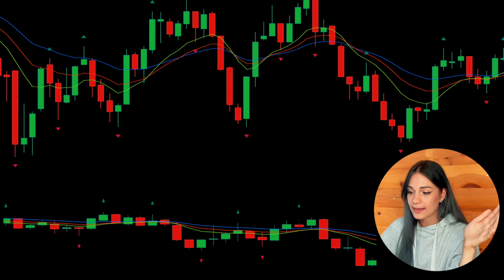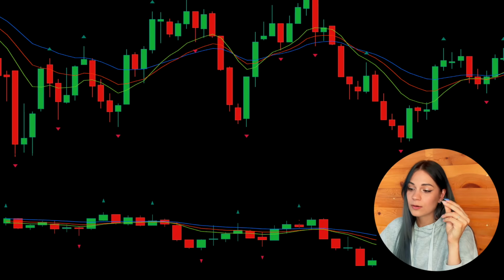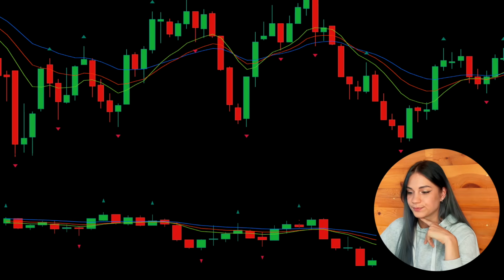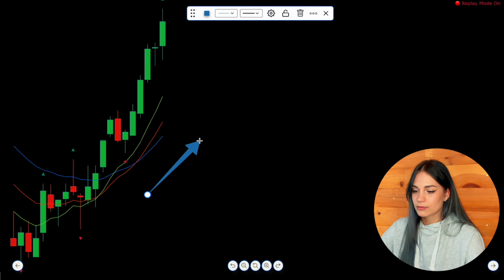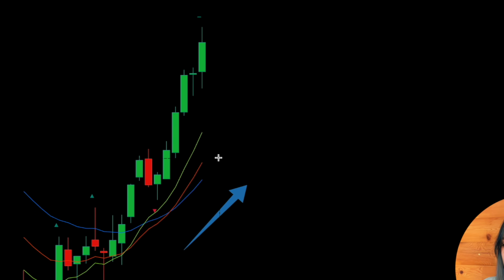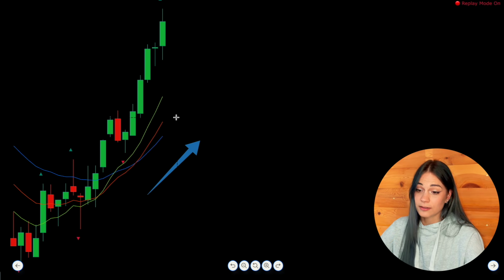when the lines of the alligator are intertwining or getting closer to each other. Now let's talk about how to trade using this strategy. So first of all, we need to find a trend, and right here we can see the beginning of an uptrend. The alligator lines are not connecting, they're going in the same direction, up.